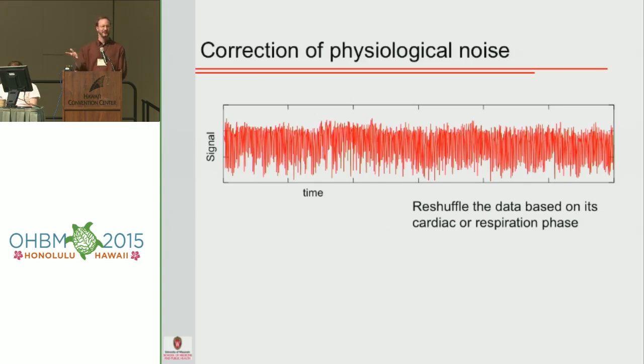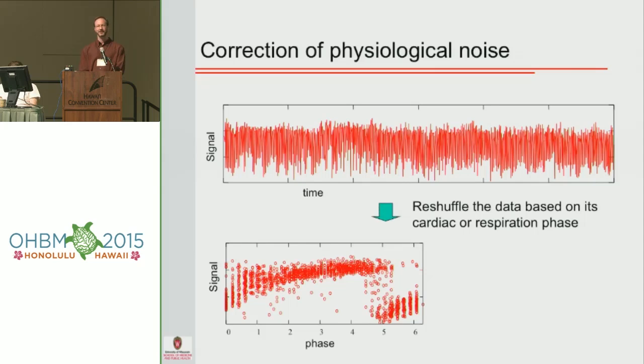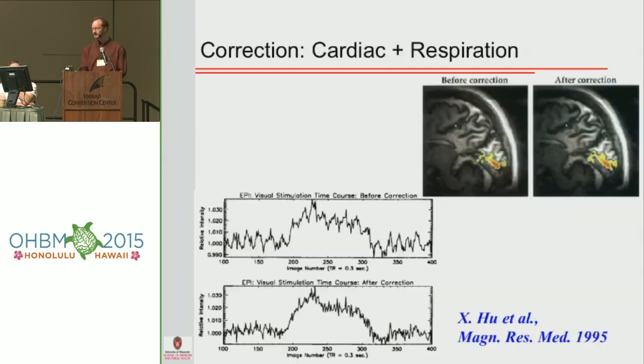And if I simply reshuffle that data based on the cardiac phase of the cardiac cycle that the data was acquired in, I end up with something that looks like this. And then what we're doing in retro-ICOR is really fitting a lower order sine and cosine to that variation over phase. And you can imagine if I subtract out that variation, I end up reducing the fluctuations considerably. And as I mentioned, it's not new.